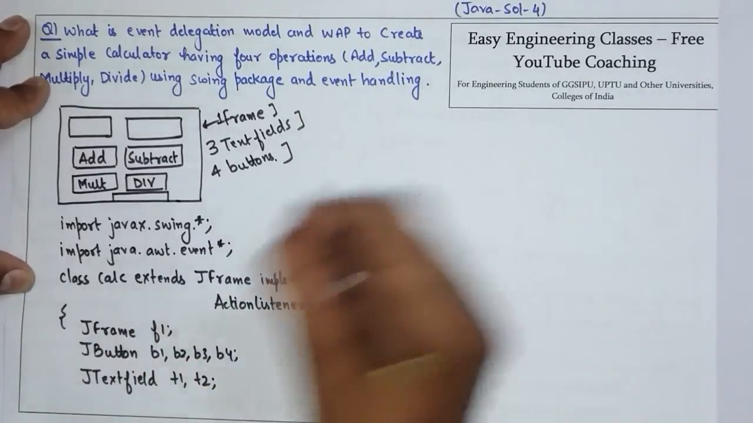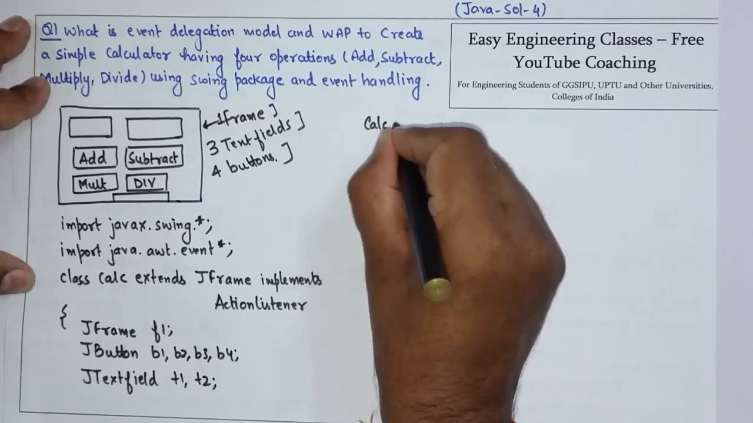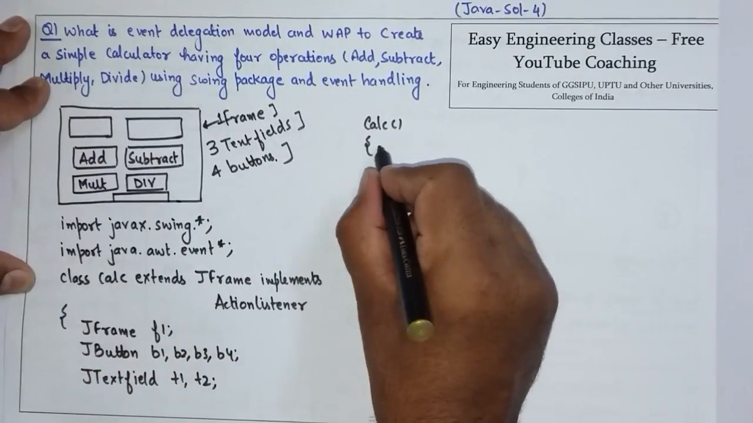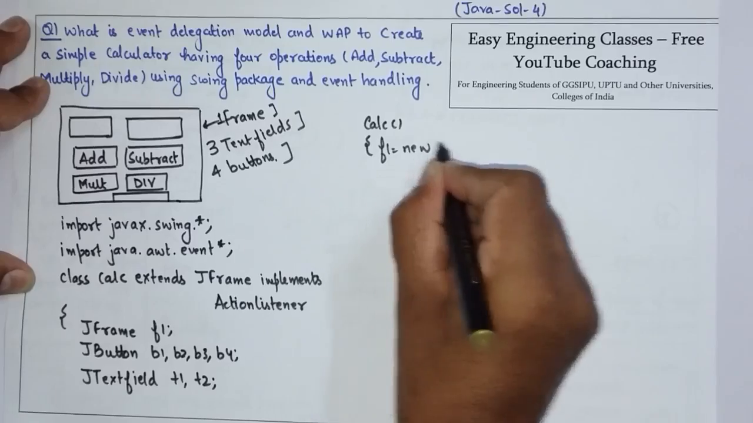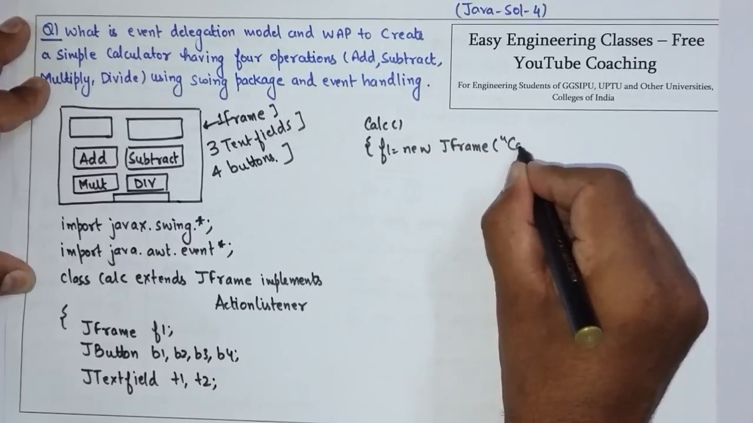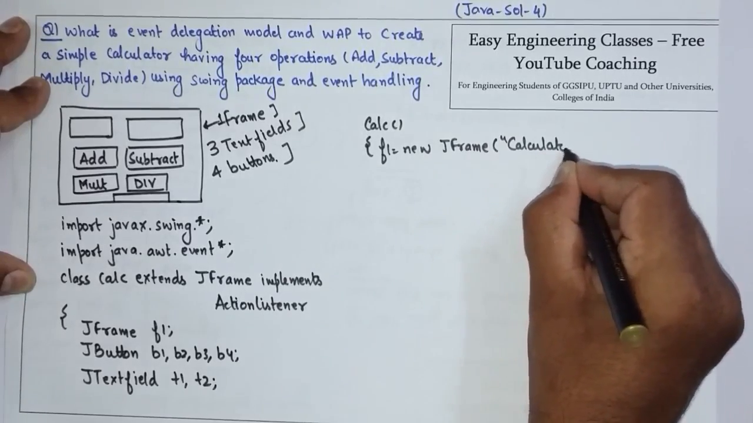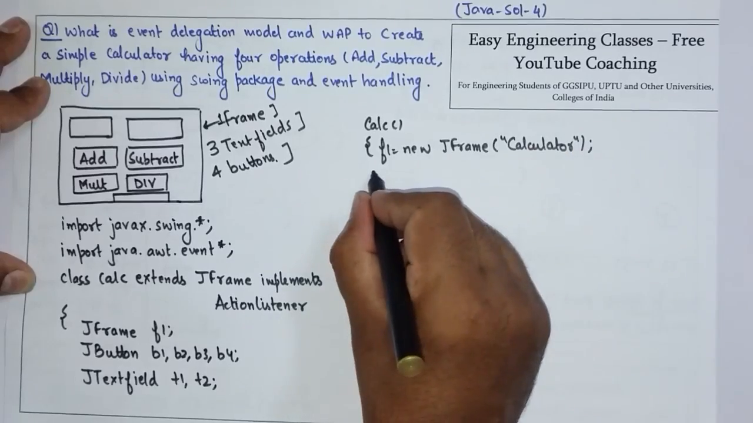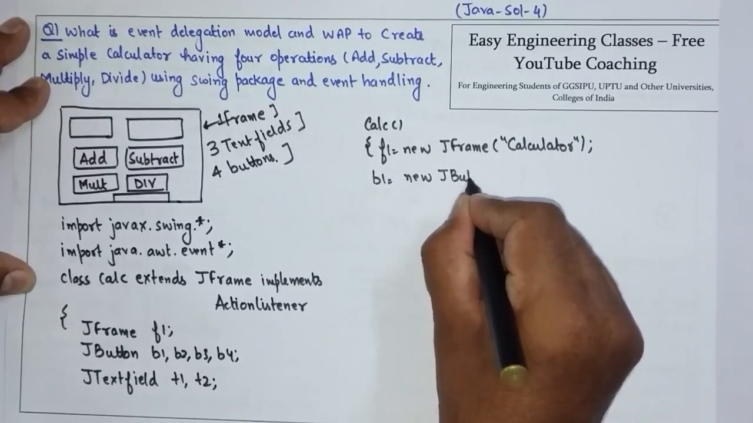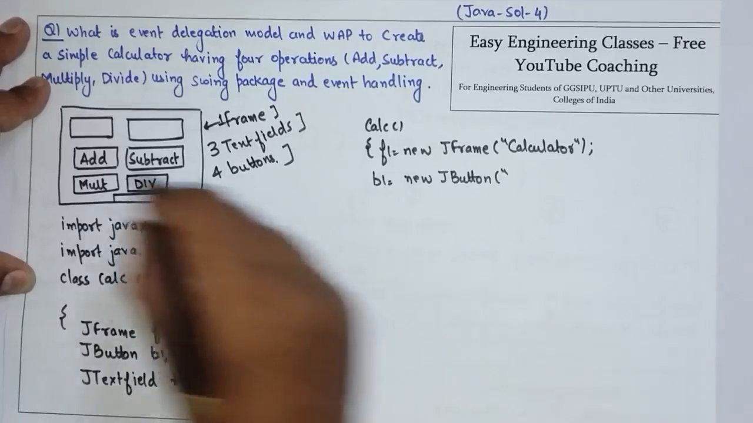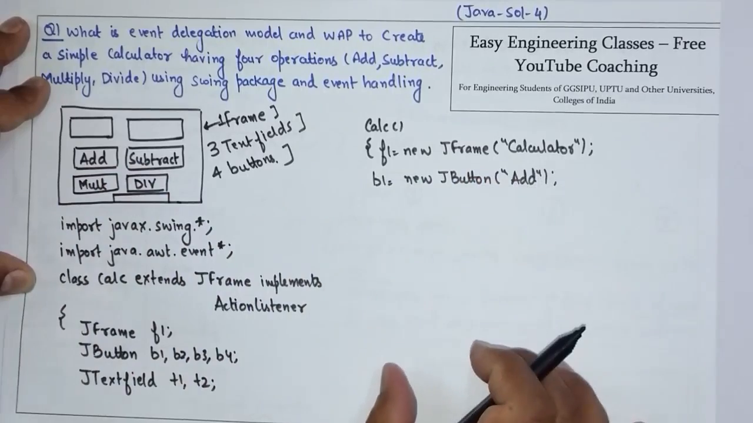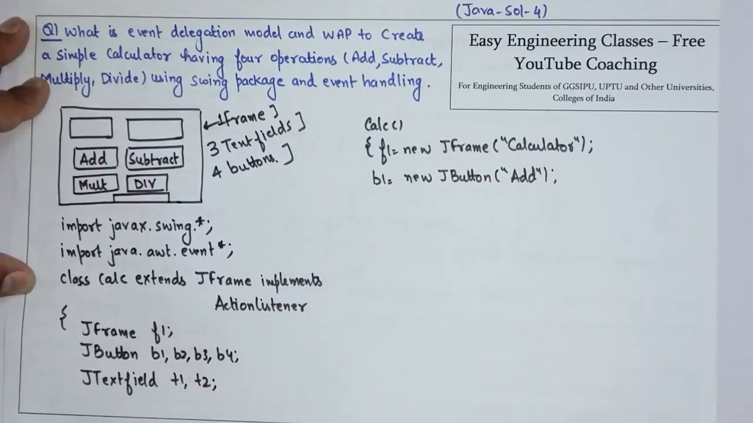Now create a constructor of this class calc and initialize all the reference variables. So f1 is equals to new JFrame, b1 is equals to new JButton, और इसमें हम लिखेंगे ऐड. सिमिलरली आई विल राइट फॉर ऑल द अदर कंपोनेंट्स एंड देन कम बैक.